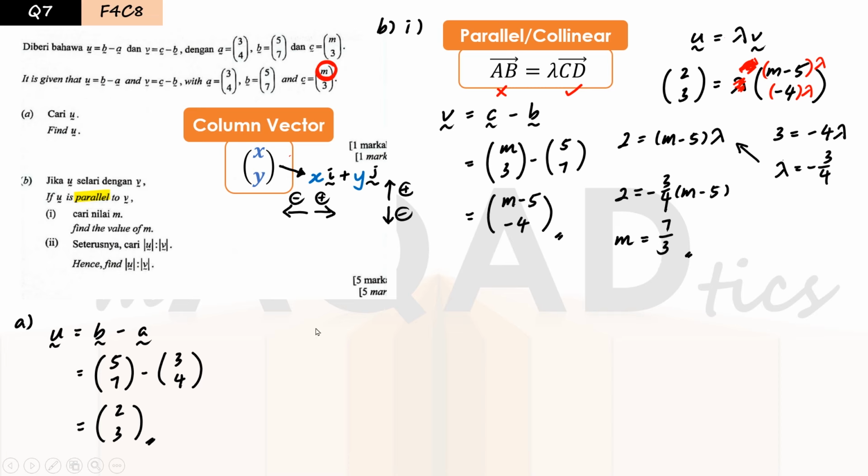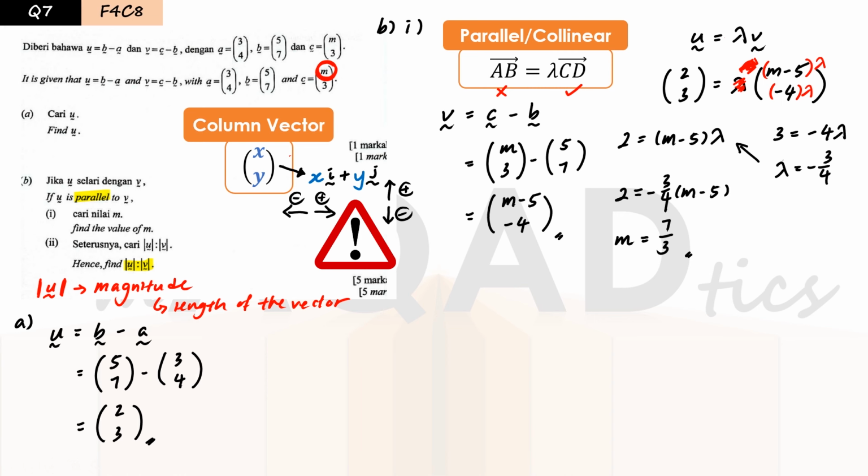Now in part 2, it says hence we need to find the ratio of this thing. Why are there modulus signs at the vectors here? These are actually not the modulus, these are called the magnitude. In vectors, if you see two vertical lines beside it, these are called the magnitudes. So what are magnitudes? Magnitude is the length of the vector.